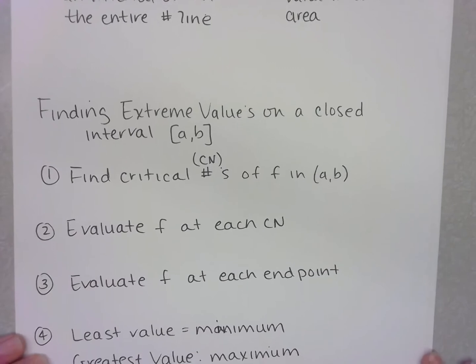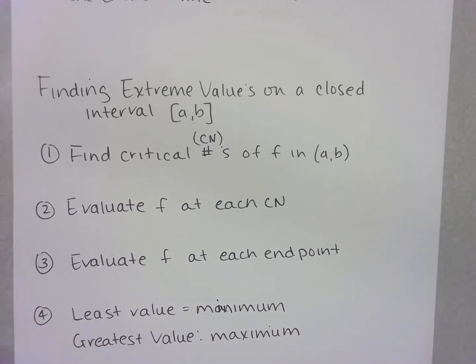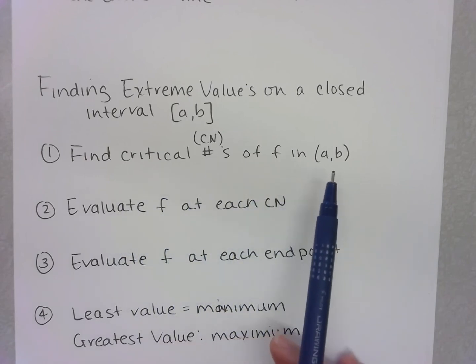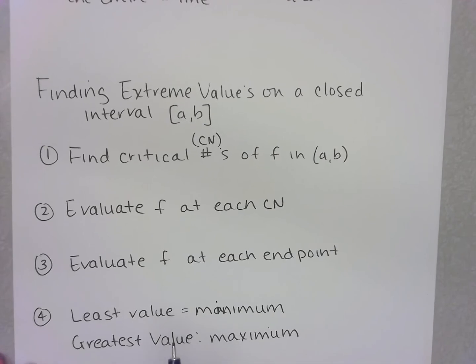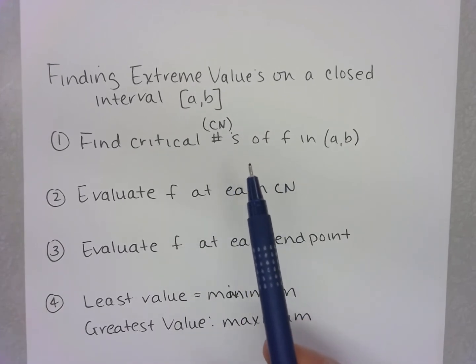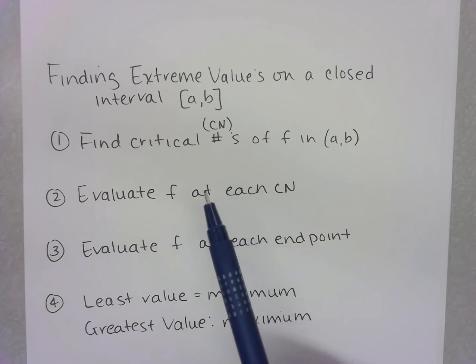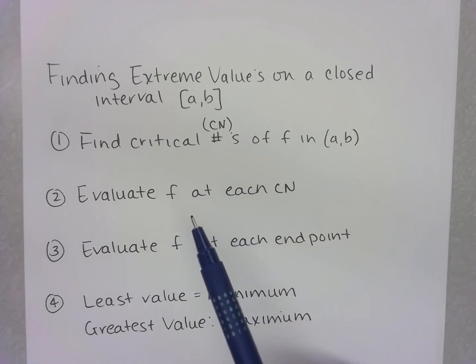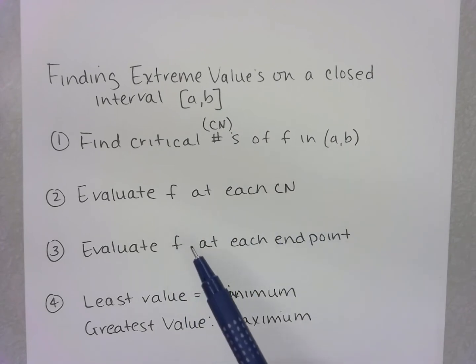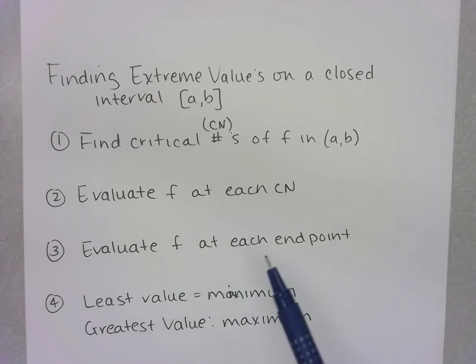Okay, so we're going to start out with finding extreme values in a closed interval, meaning not on the entire number line, just between two specific x values. So what we do first is find the critical numbers of f in [a, b], meaning I'm going to find all the places where f prime is either equal to 0 or does not exist. Then we're going to take those critical numbers, those values that make my derivative 0 or undefined, and plug them into f and see what we get out for y values. Then we're going to take the endpoints a and b and plug them into f, okay? And we're going to see what y values we have.